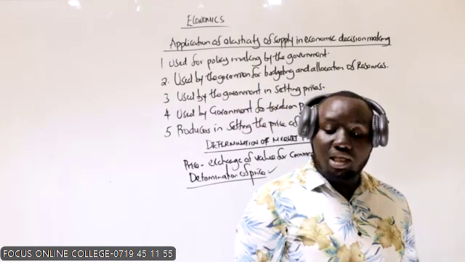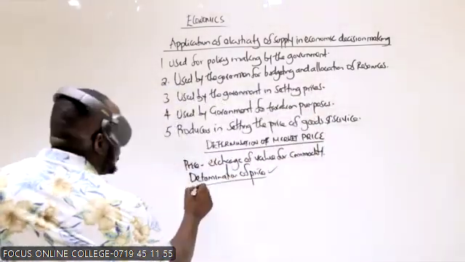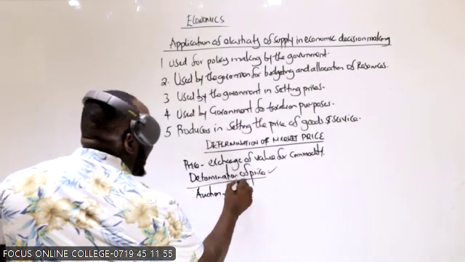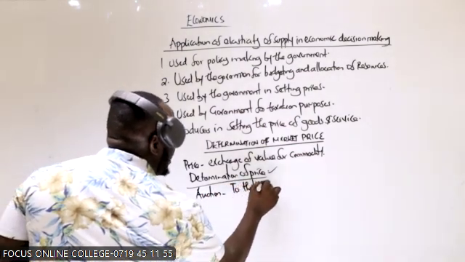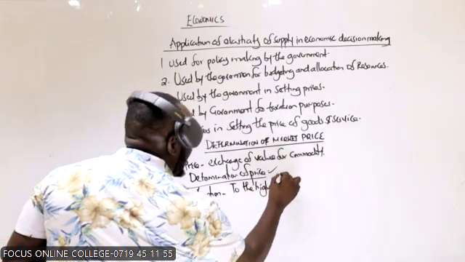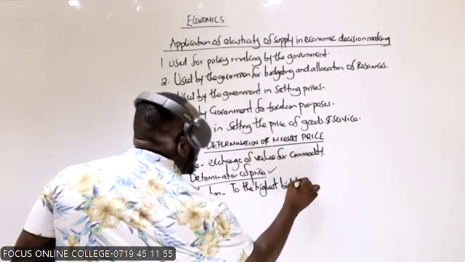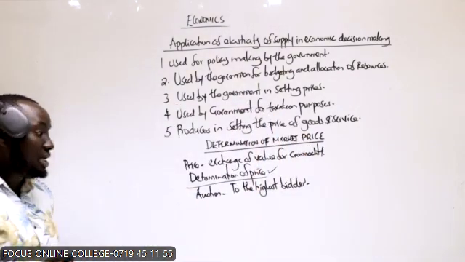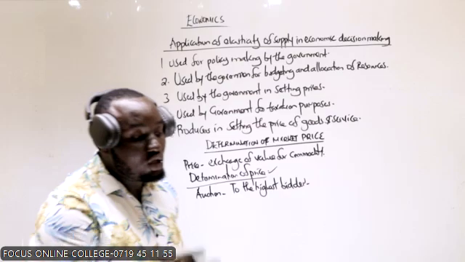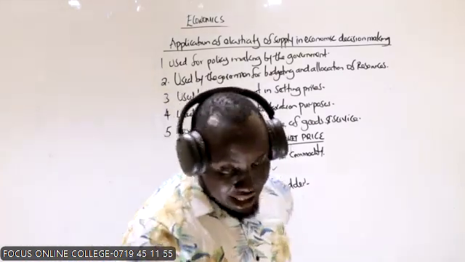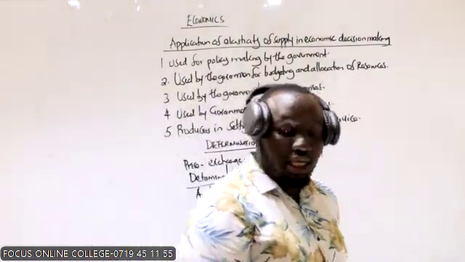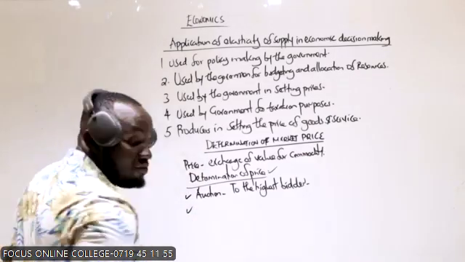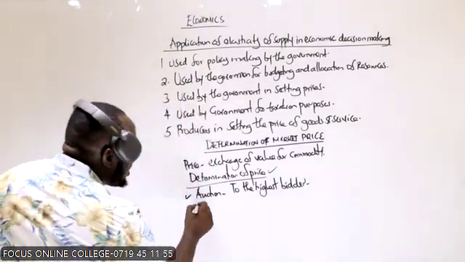So one of the ways that we determine the price is what we call auction. Auction goes to the highest bidder. The commodity is given to the highest bidder, and that is one of the first ways to determine what we call the price.